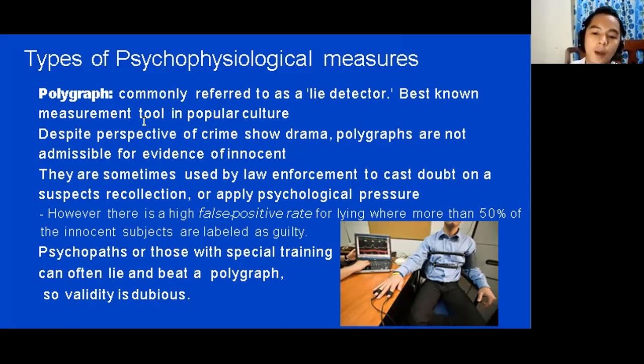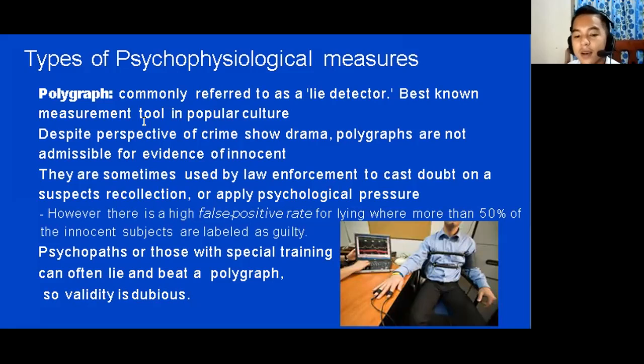Polygraphs are not admissible as evidence of innocence. It is not admissible as evidence because it may trick an innocent person into confessing the crime, and the guilty person can fake the emotion or the tension so that the instrument cannot measure the lie. They are sometimes used by law enforcement to cast doubt on a suspect's recollection or to apply psychological pressure.